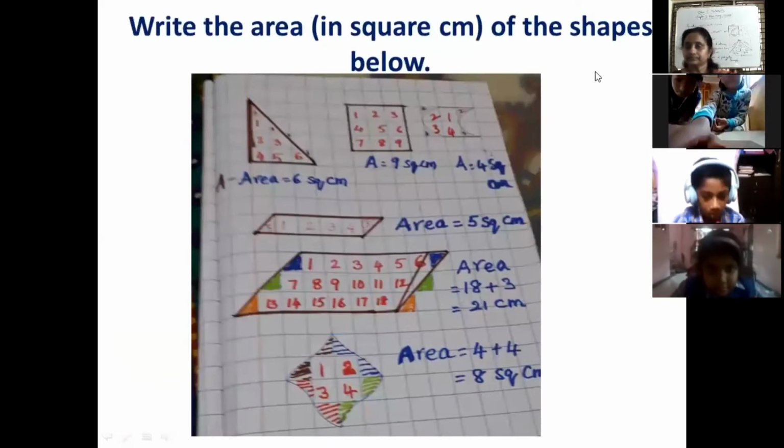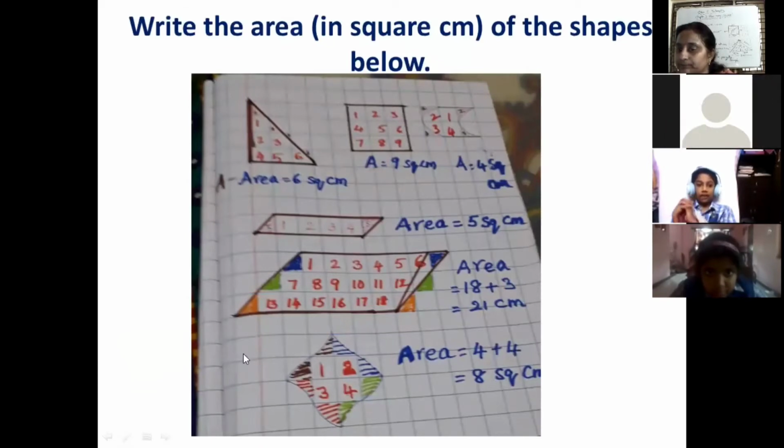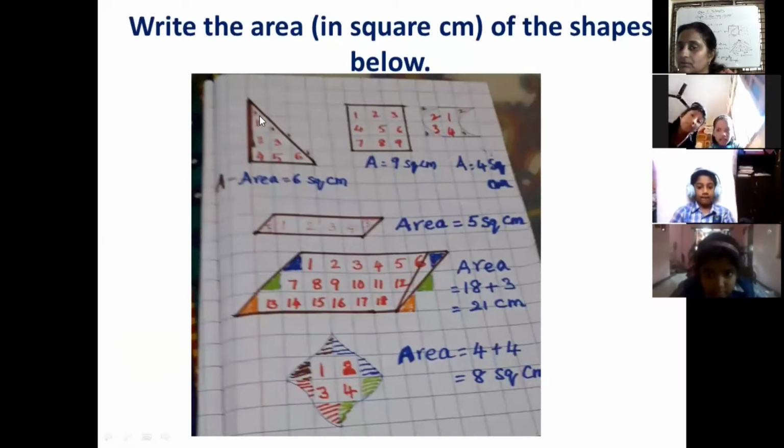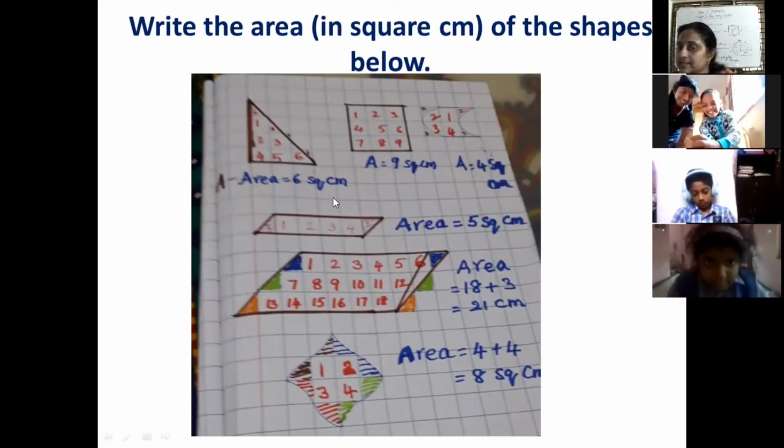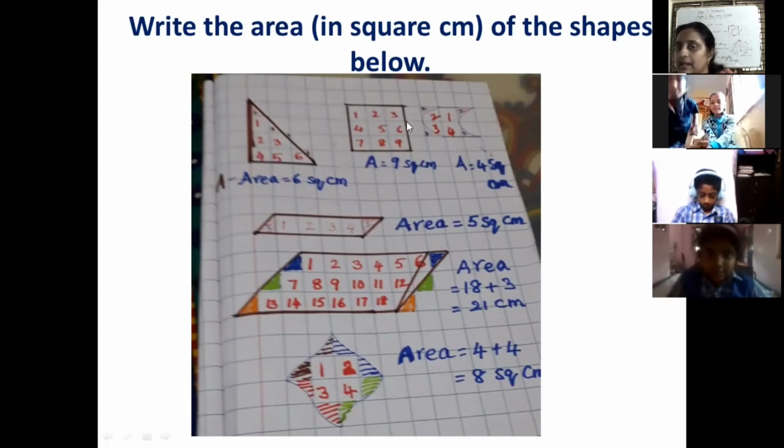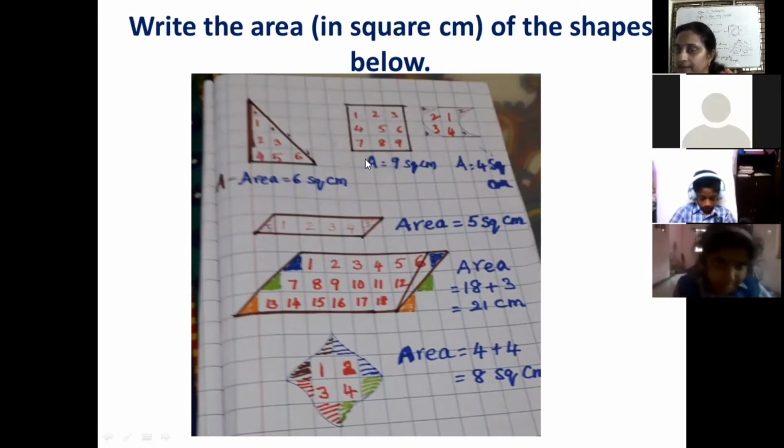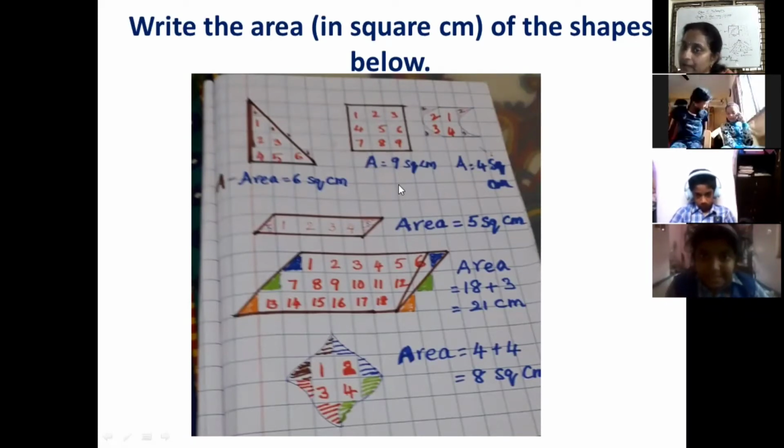See here. Here, some figures are given for you. 2D. So, what is that? This triangle area, count the squares. 1, 2, 3, 4, 5, 6 square centimeters. Like this, the area is 9 square centimeters.